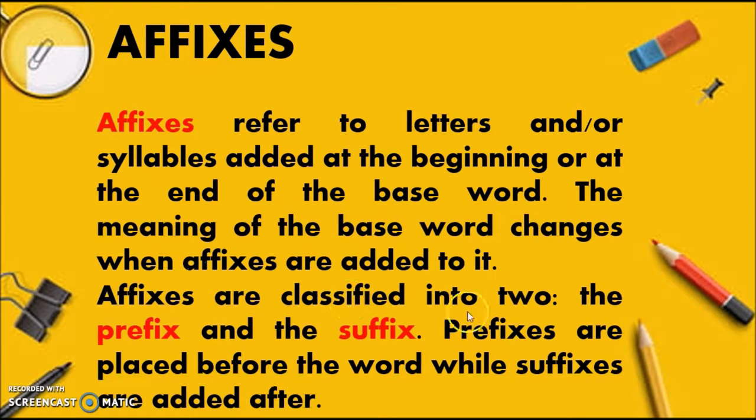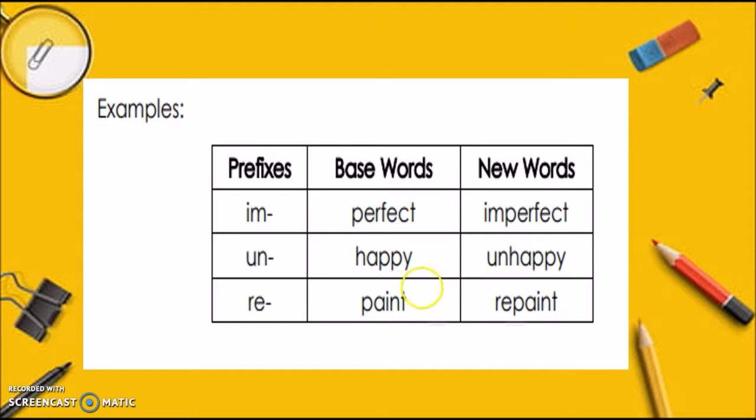Affixes are classified into two, the prefix and the suffix. Prefixes are placed before the word while suffixes are added after. Ayun, pag prefixes, sa unahan dinadagdagan ang salita. Kapag suffixes, dinadagdagan sa hulihan ang salita. Alright. So, examples that show prefixes, base words, and the new words.